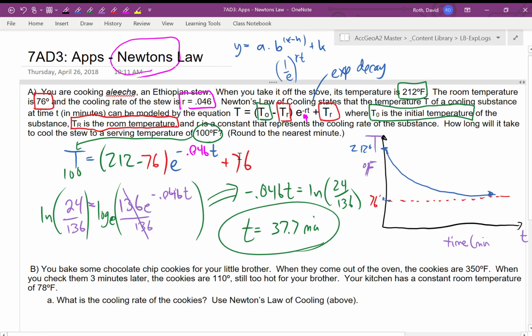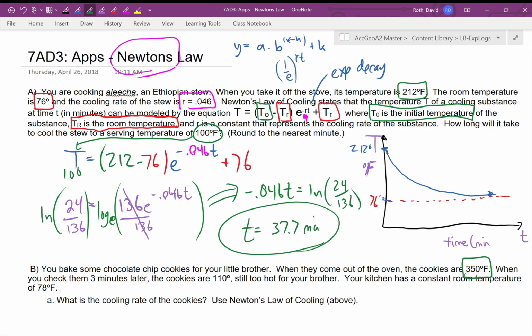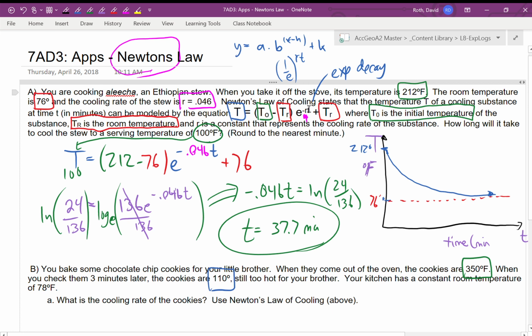Okay. When they come out of the oven, it looks like the T0 is this 350 in green right here. Check them 3 minutes later, the cookies are 110. That's interesting. It looks like that's the temperature at some point in the future. Did I allocate a color to it? If I put a blue around my original equation, they cool down to 110, and that's the temperature at some point in the future where this T is 3 minutes. Little t, that is. This little t, 3 minutes, up in the thing, if you can see my mouse.